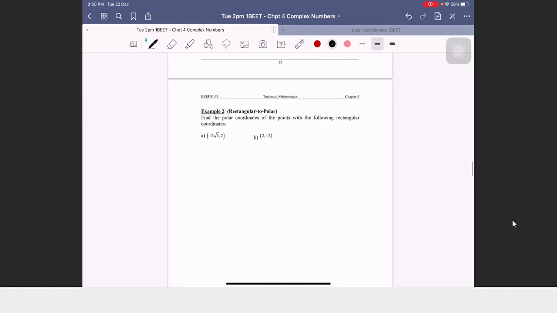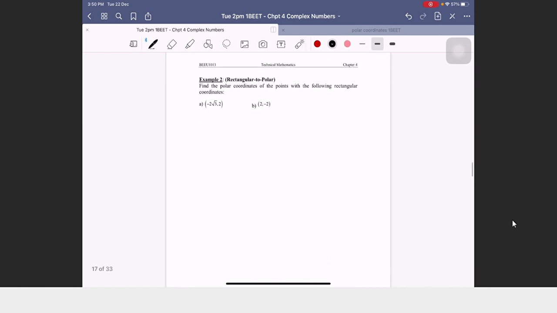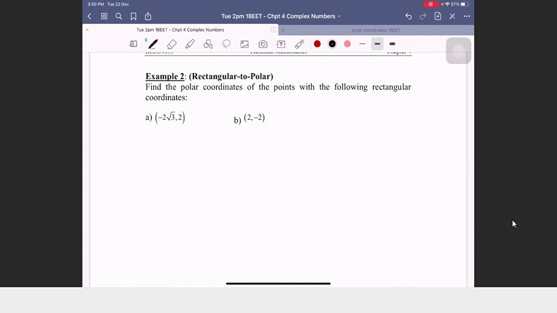Let's try rectangular to polar now. Let's look at it in terms of given rectangular coordinates. Now you have to change to polar coordinates. So find the polar coordinates of the points with the following rectangular coordinates. This time you are given x, y, so you have to change to r, theta. Let's do the first one, minus 2 root 3 and then 2.